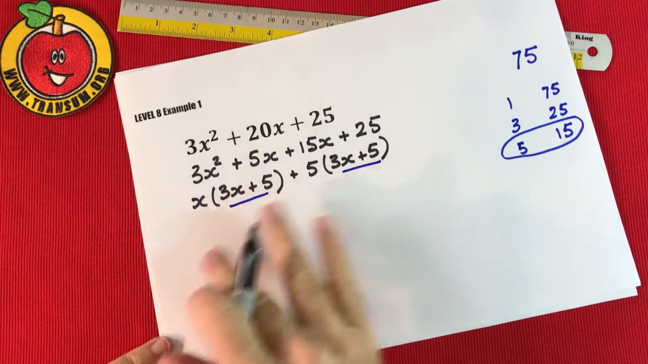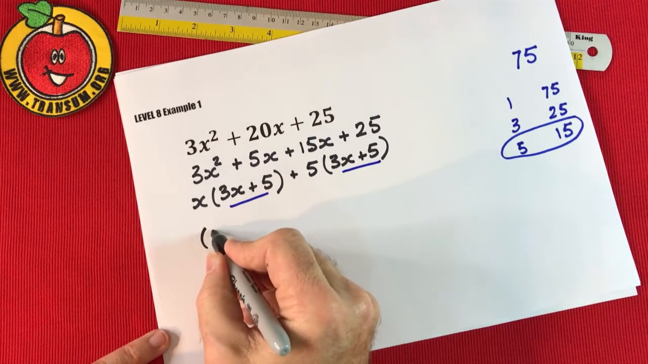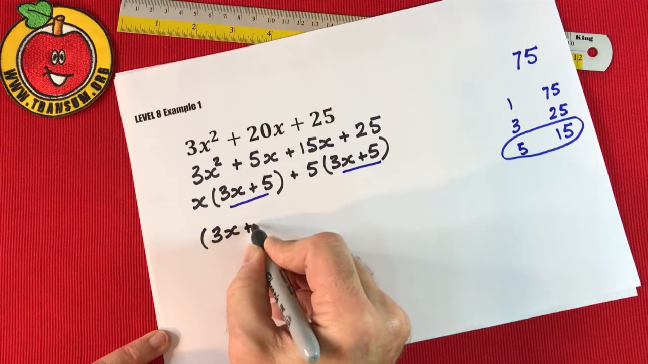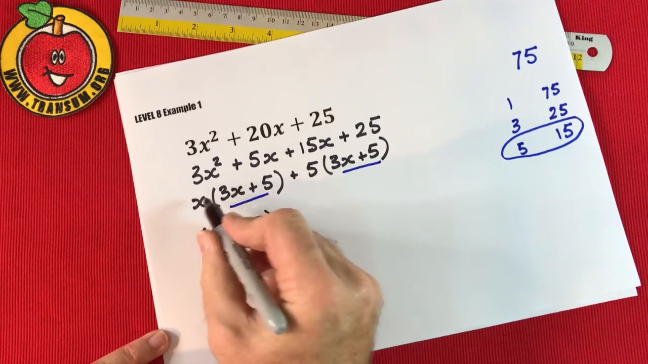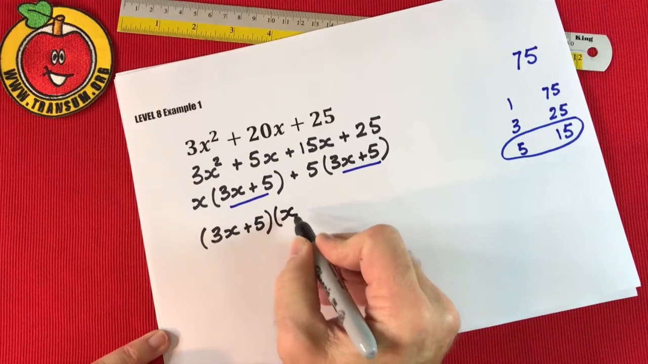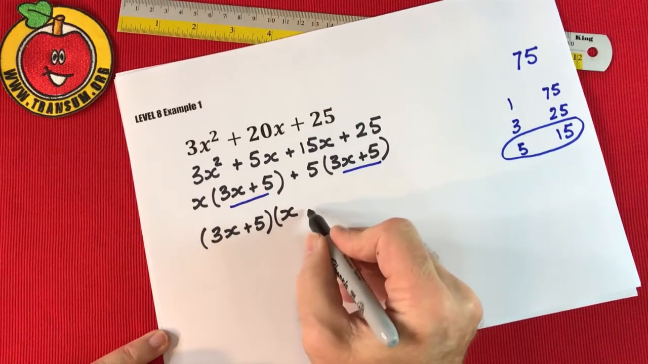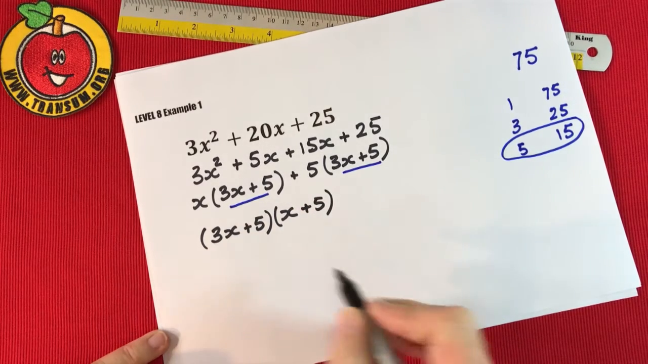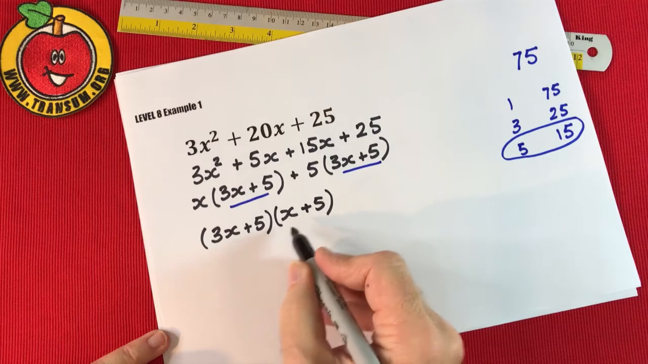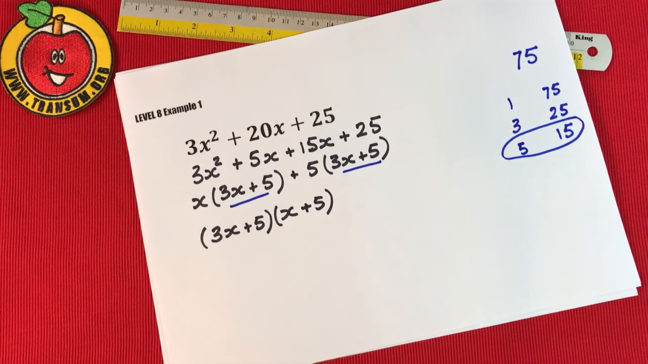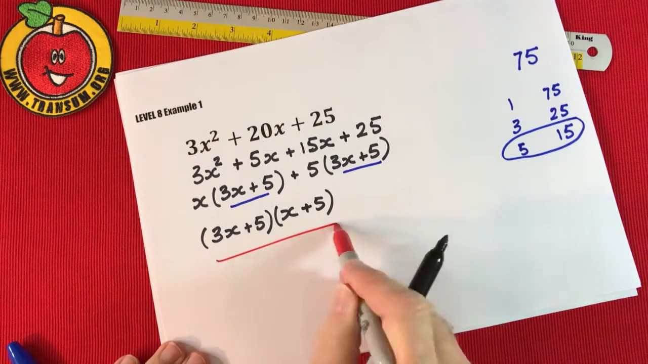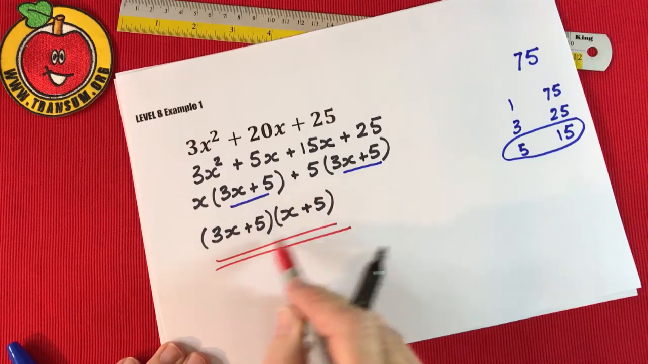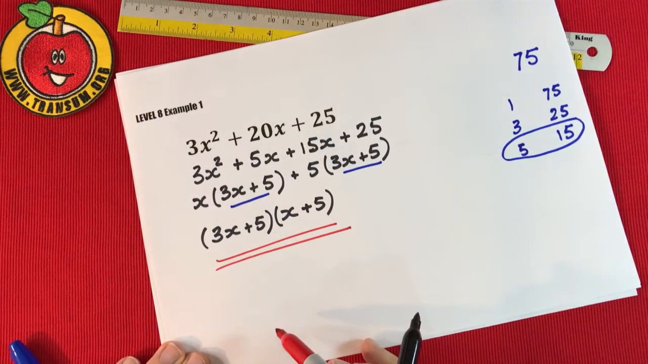So I could bring the brackets as a common factor to the front. 3x plus 5. And to give me this first term, I'll need that x there. And to give me the second term, I'll need that plus 5 there. So the first brackets, I've got 3x plus 5, and the second brackets, x plus 5. I think I've got the answer. And we can always check by multiplying out these brackets to see if we get back to where we started.